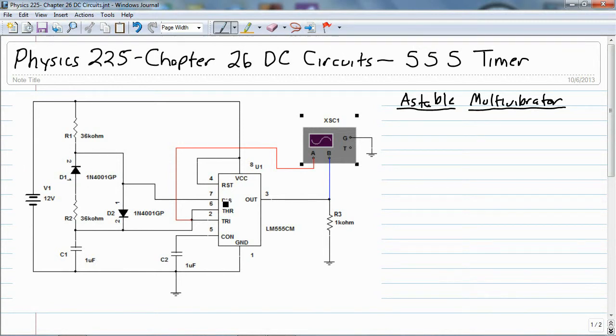The chip starts out, this discharge pin is like an open, and it doesn't allow any current to flow through. Pin 6, the threshold, and pin 2, the trigger, don't let any current flow through them. And this pin 3, the output, is set to low at the beginning, so 0 volts, or basically connected to ground.